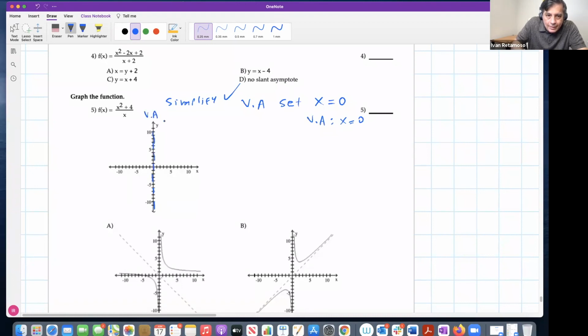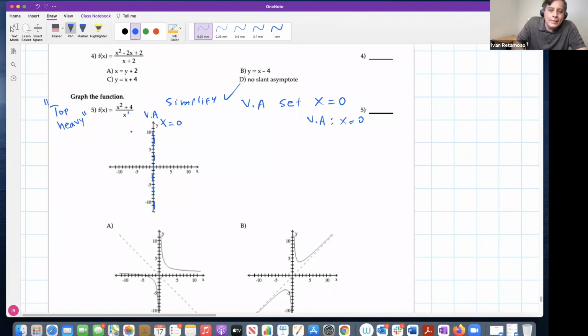VA x equals 0, vertical asymptote. Now, this is top heavy, right? Top heavy. And not only that, this happens by 1 unit of difference between these 2 degrees. So it means that we will have what is called a slant asymptote.